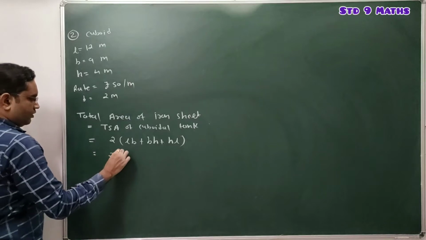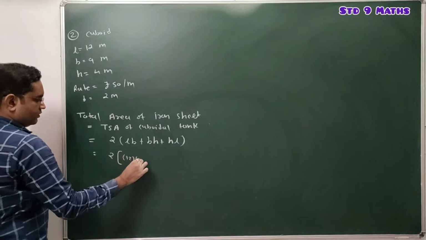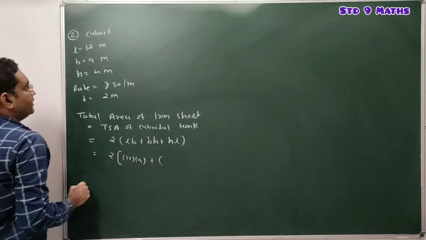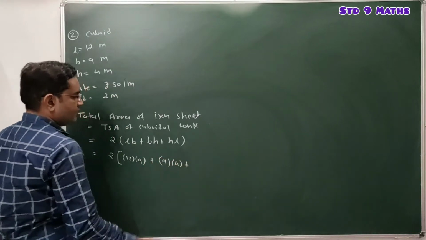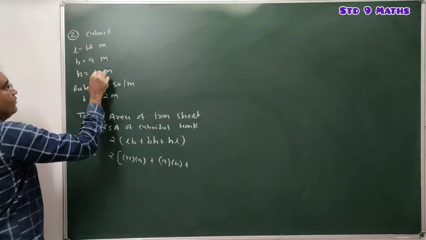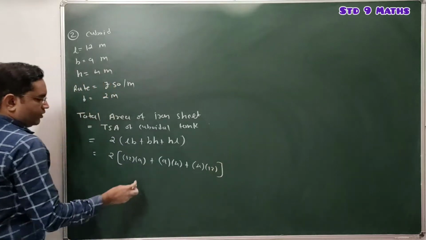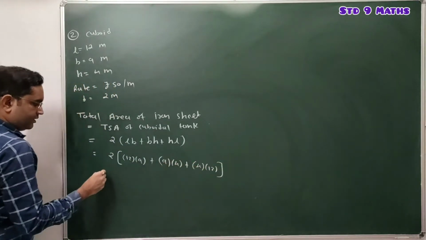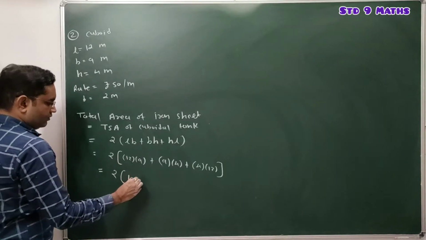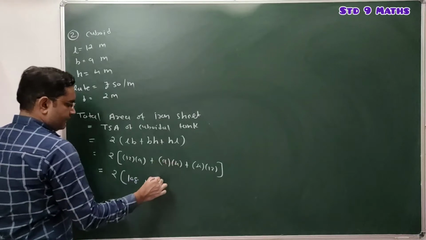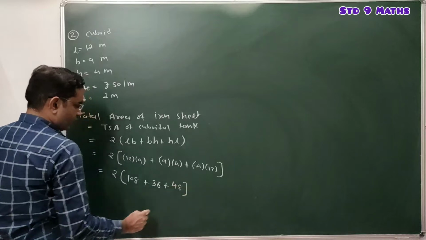Put the values. Twice of LB, L into B, 12 into 9, plus BH, B into H, 9 into 4, plus HL, H into L, H is 4, L is 12, 4 into 12. Perform this multiplication and then add them. So it's twice of 12 nines are 108, plus 9 fours are 36, plus 12 fours are 48.